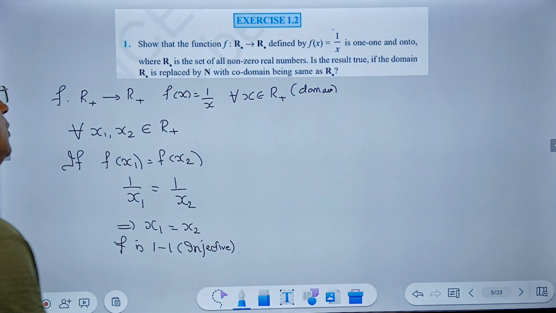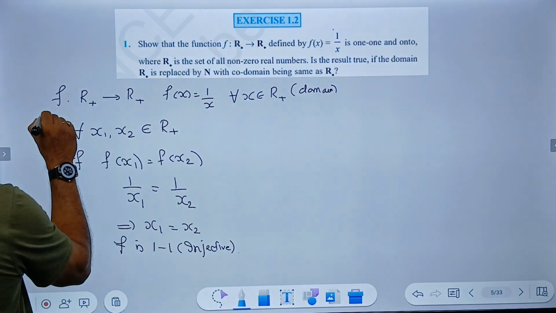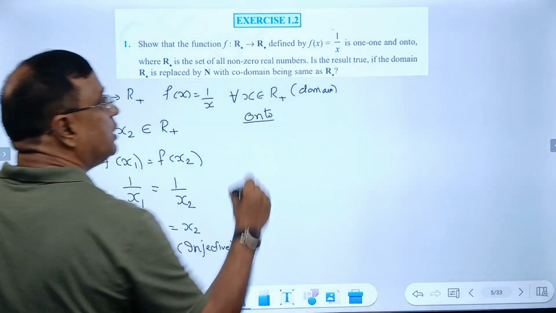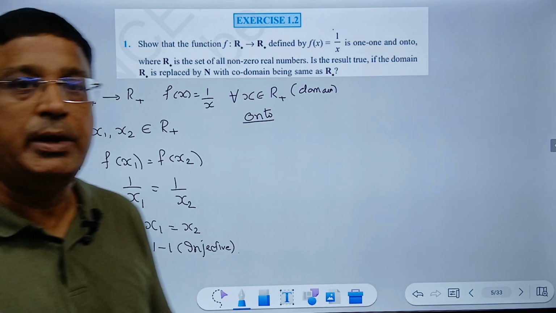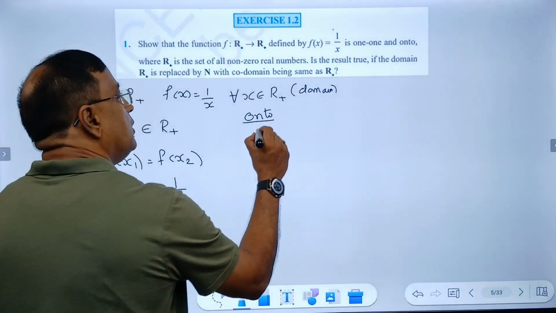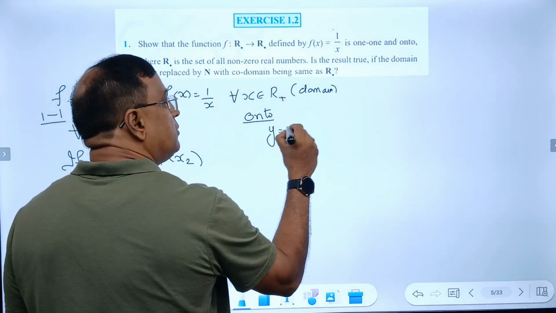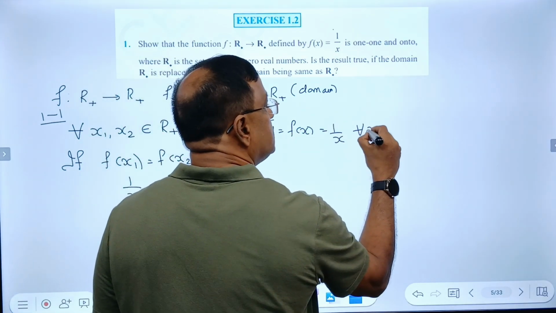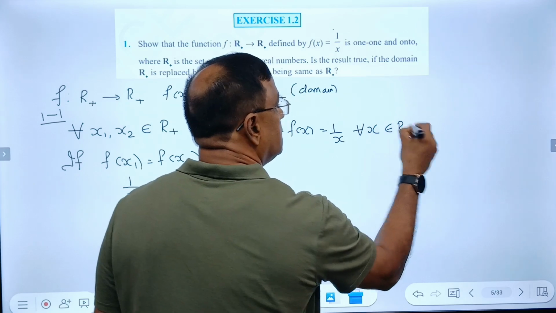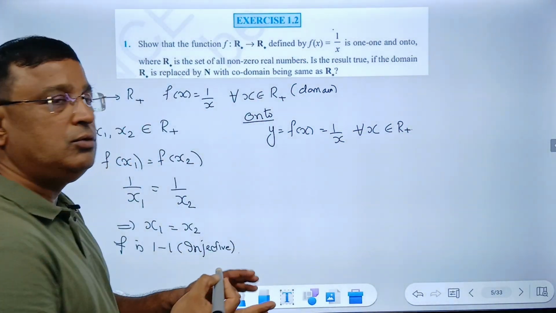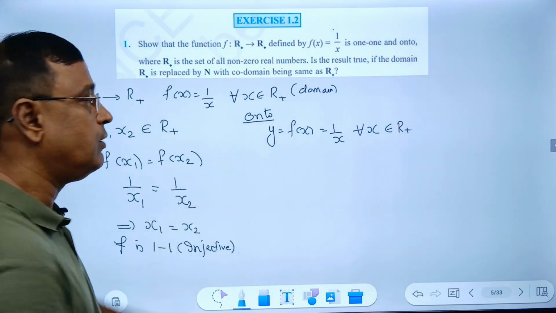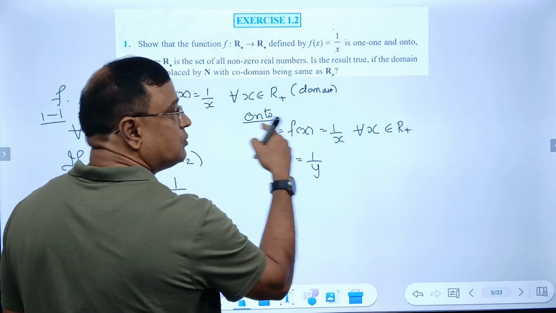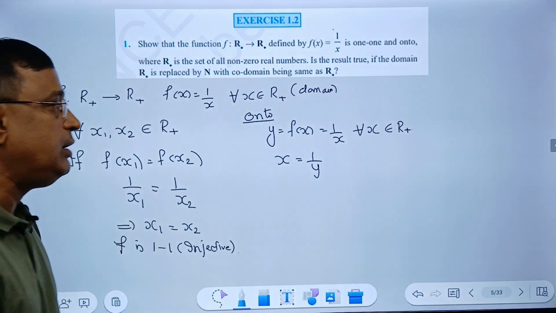Okay. Now, how do I find? This is for 1 to 1. Now I want to talk about onto. For onto, what should I do? I should prove that the codomain and range are equal. So let us see. I have y equal to f of x, and f of x is given as 1 by x for every x belongs to R plus. Okay. Now what will I do? I want to know what values y can take. Okay. So I will say x is equal to 1 by y, right? I just cross multiply. X is equal to 1 by y.